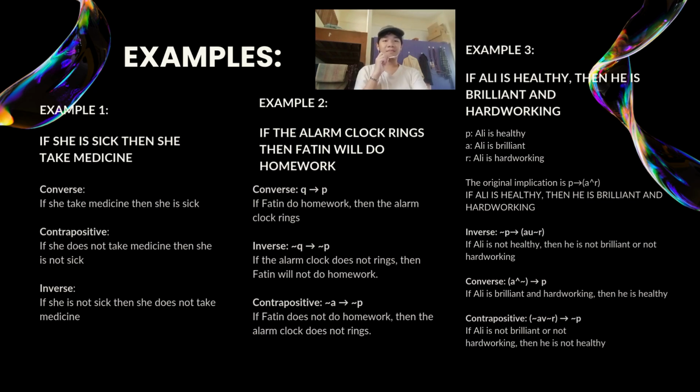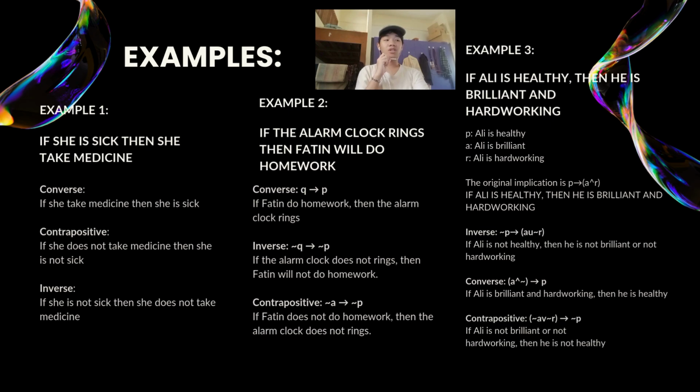For the inverse of that statement, the notation will become negation P implies negation Q or negation R. So the statement will become, if Ali is not healthy, then he is not brilliant or not hardworking. And then for converse, the notation will flip to become Q and R implies P, and the sentence would become, if Ali is brilliant and hardworking, then he is healthy.